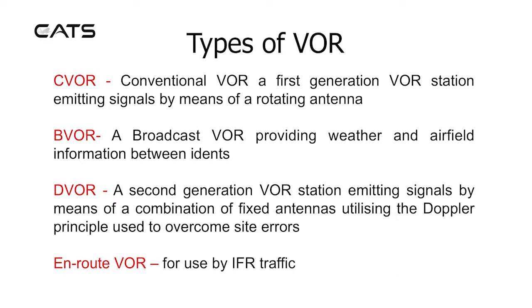Types of VOR. CVOR means conventional VOR, a first-generation VOR station emitting signals by means of a rotating antenna. BVOR is a broadcast VOR, providing weather and airfield information between idents. DVOR is the second-generation VOR station emitting signals by means of a combination of fixed antennas utilizing the Doppler principle used to overcome site errors. The en route VOR is for use by IFR traffic.